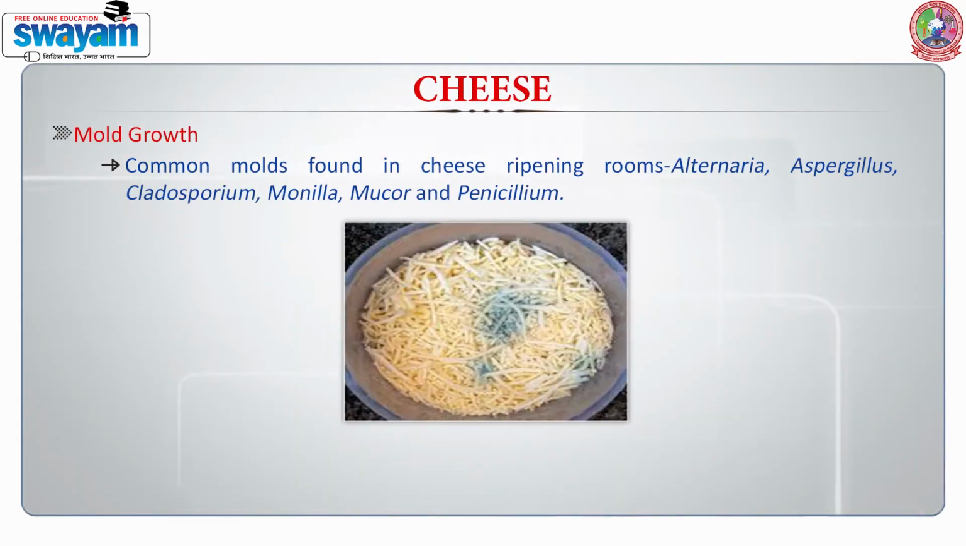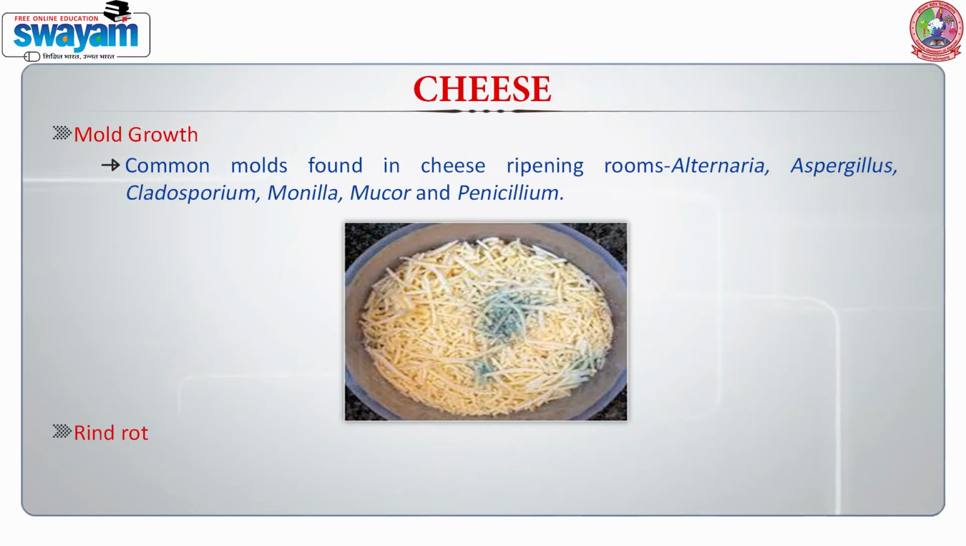When we talk about the cheese, it's not only a favorite for the growth of the bacteria, but molds also love to grow on cheese. And the most common molds which are usually growing and spoiling the cheese are Alternaria, Aspergillus, Cladosporium, Monilia, Mucor, Penicillium. These are usually growing in the cheese ripening room, and they grow on the surface of the cheese and lead to its spoilage.